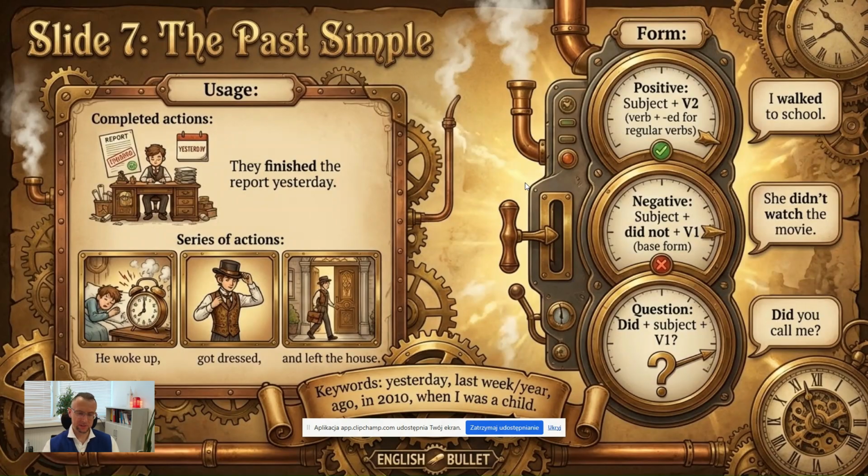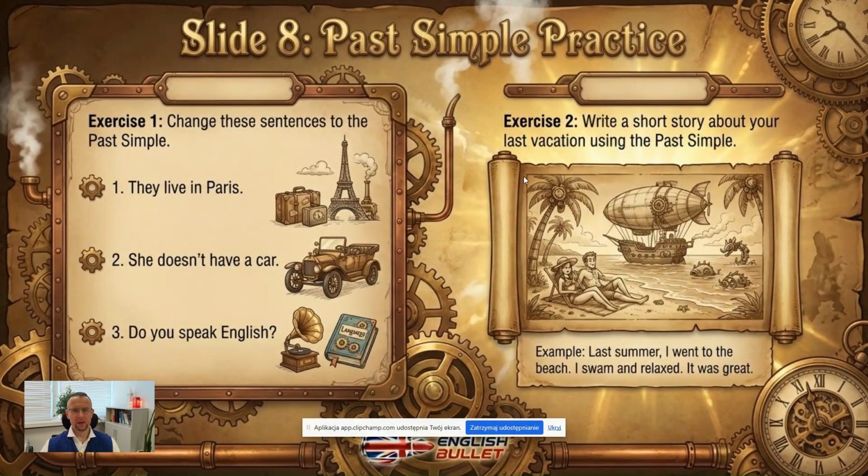And the keywords, to make it easy to understand what tense should be used here: yesterday, last week, last year, a year ago, in 2010, when I was a child. All these words, all these terms refer to something in the past that already happened. It's over. Past simple. Change these sentences to the past simple. They live in Paris. They lived in Paris. She doesn't have a car. She didn't have a car. Do you speak English? Did you speak English?